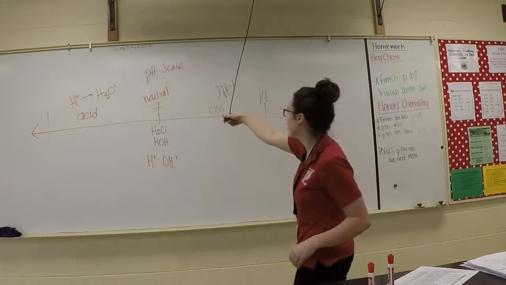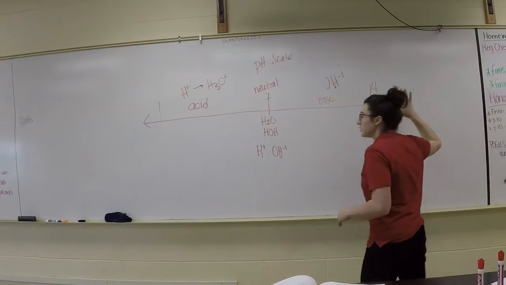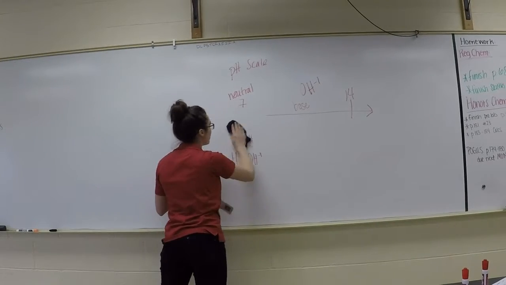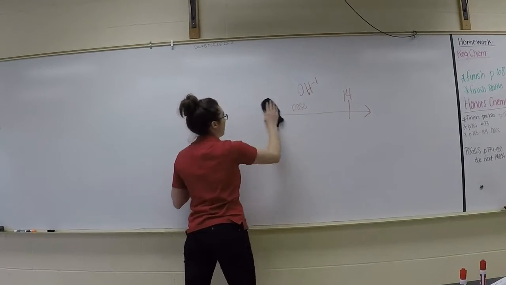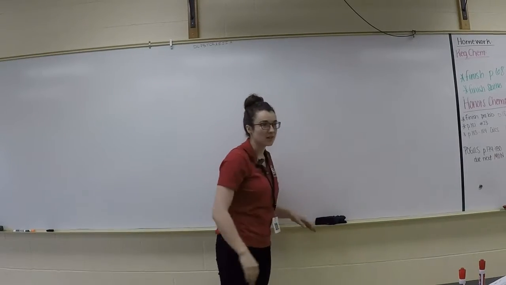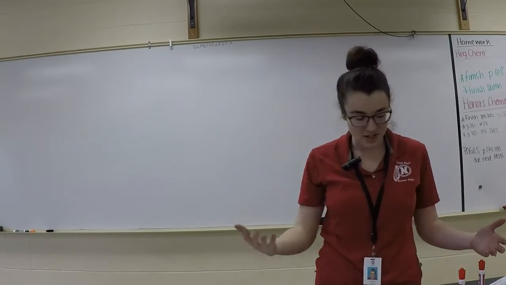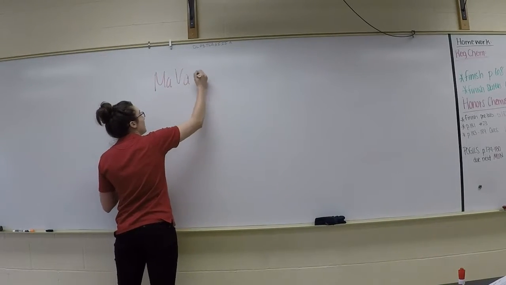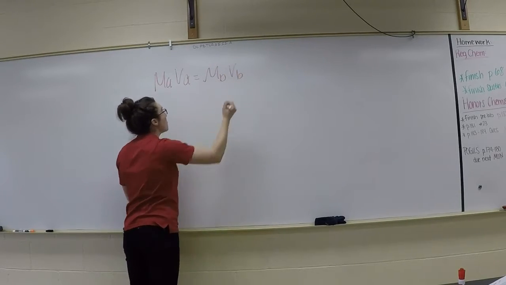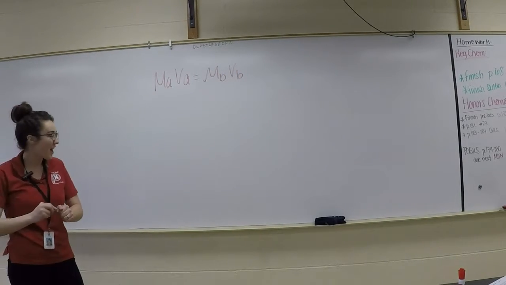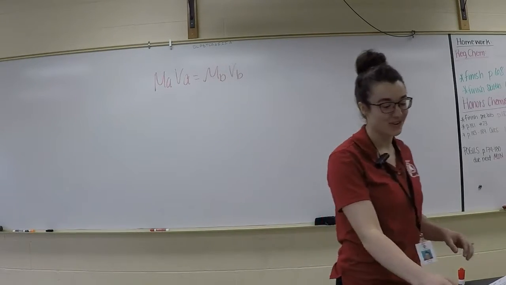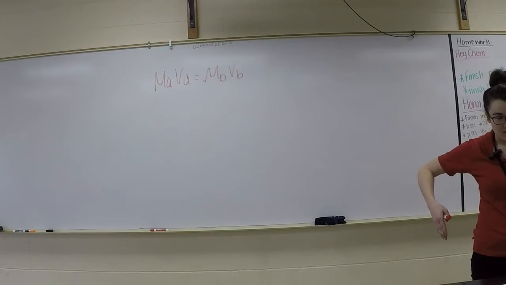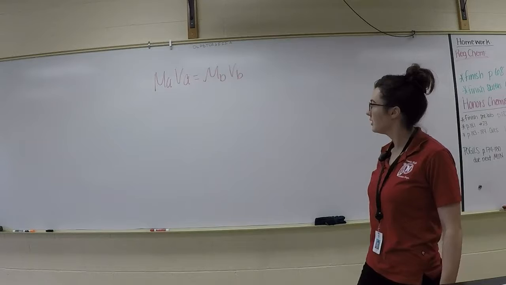All right, so we have a slightly new equation. It's very similar to M1V1 = M2V2. You remember that, the dilution equation? But now it's instead helping us out with acid-base. So MaVa equals MbVb. What do you think A stands for? What do you think B stands for? Base. You're right, acid and base. Big M is our molarity, yes, and V is volume.